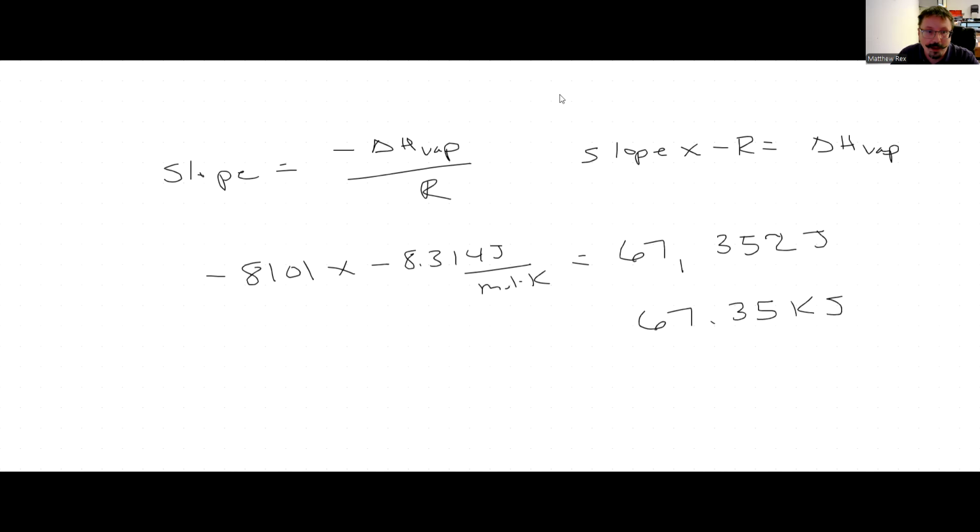Other versions had different slopes. So whatever the slope happened to be, 8,101, 6,101, you're going to multiply it by negative R in each instance. Get your answer in joules and convert to kilojoules. So in this version, answer is B.